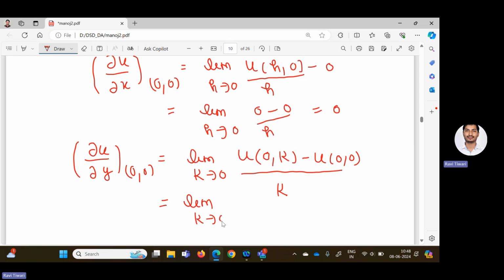Limit k tending to 0, u of 0 k, you can calculate, you will get 0 by k square, and 0 by something is what? 0. u of 0 0 is 0 by k. So this limit also we are getting 0. So dou u by dou x is also 0, and dou u by dou y at 0 comma 0 is also 0.